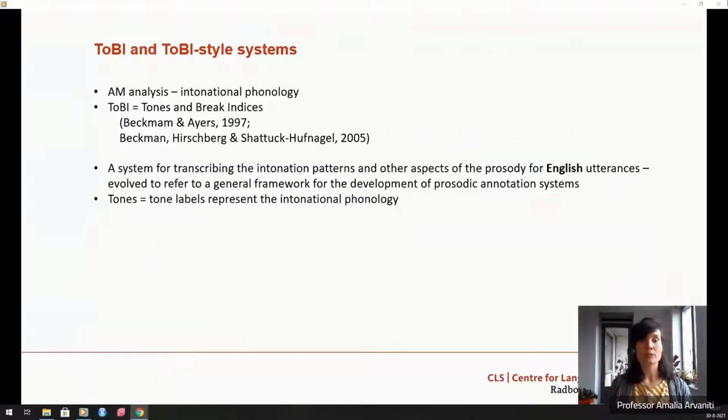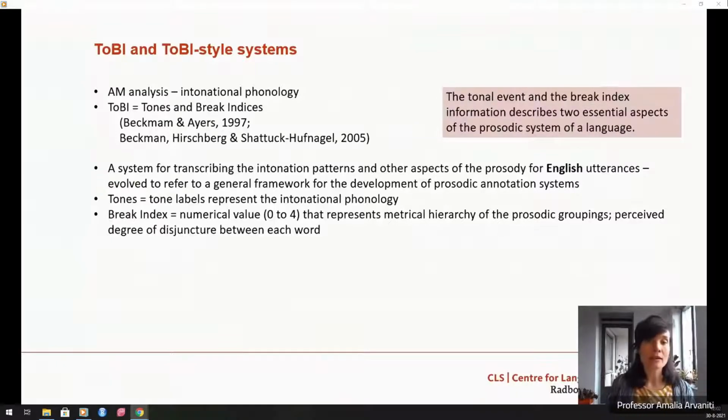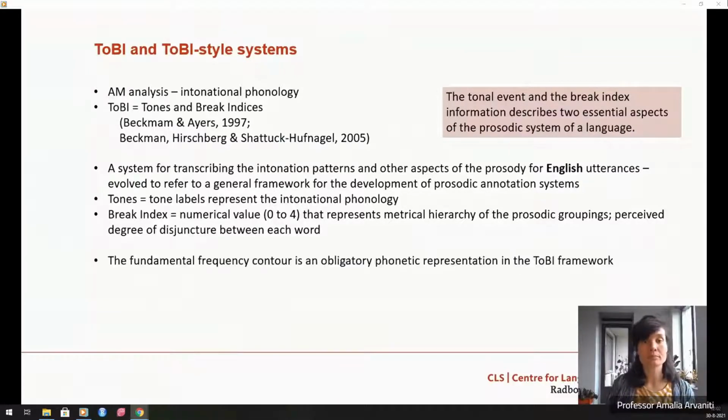The tones part refers to tone labels that represent the intonational phonology. The break index part is a numerical value that represents the metrical hierarchy of the prosodic groupings in an utterance, and it indicates the perceived degree of juncture between each word in the utterance. Together, the tonal event and break index information describes two essential parts of the prosodic system of a language. In the ToBI framework, the fundamental frequency contour is an obligatory representation, so you'll see contours along with various annotations in this part of the presentation.